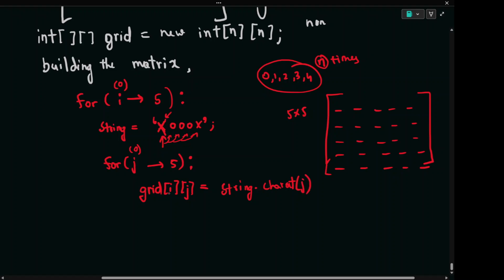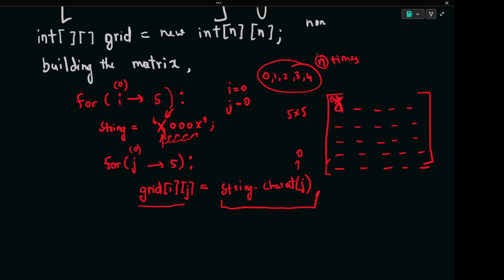So what that means is, in the first iteration, i will be 0, j will be 0, correct? Then grid of i j is this position 0, comma 0. At this position, I am going to put string dot character at j. What is j now? 0. So I'm going to put the 0th character of the string over here, x. Right? Now, let's move forward.